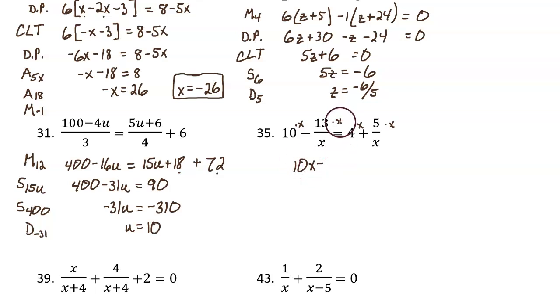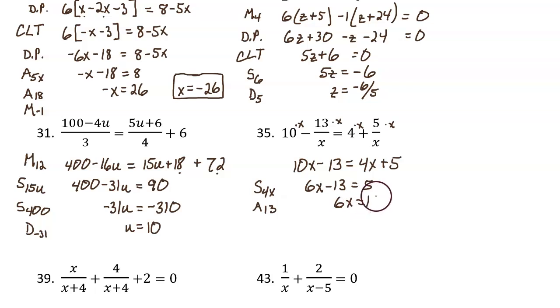10x minus this x and this x will cancel away, leaving 13. Right in this position, it becomes 4x. And then on this part right here, those x's will cancel away, leaving positive 5. Now we can subtract 4x from both sides, making 6x minus 13 is equal to 5. We can add 13 to both sides, getting 6x is equal to 18, and then divide by the coefficient of 6, getting x equals 3.